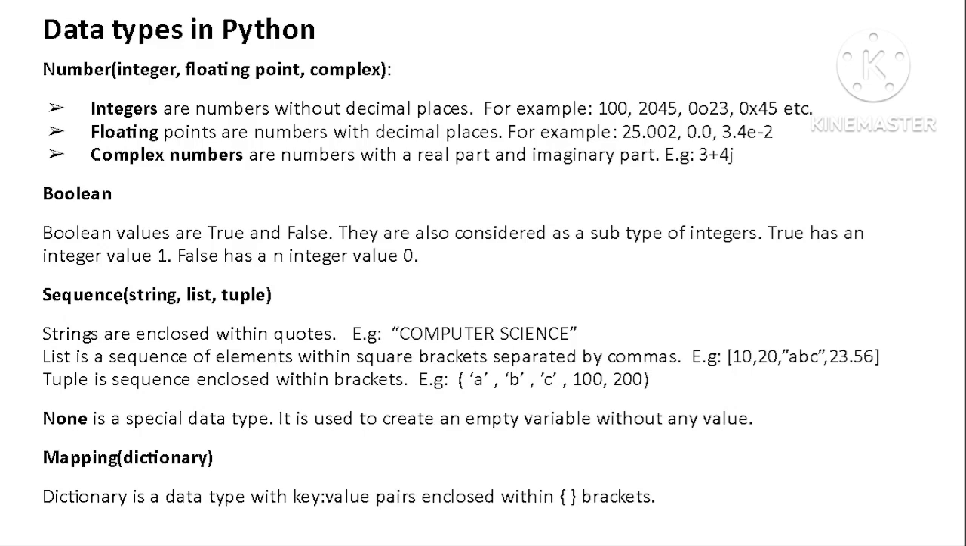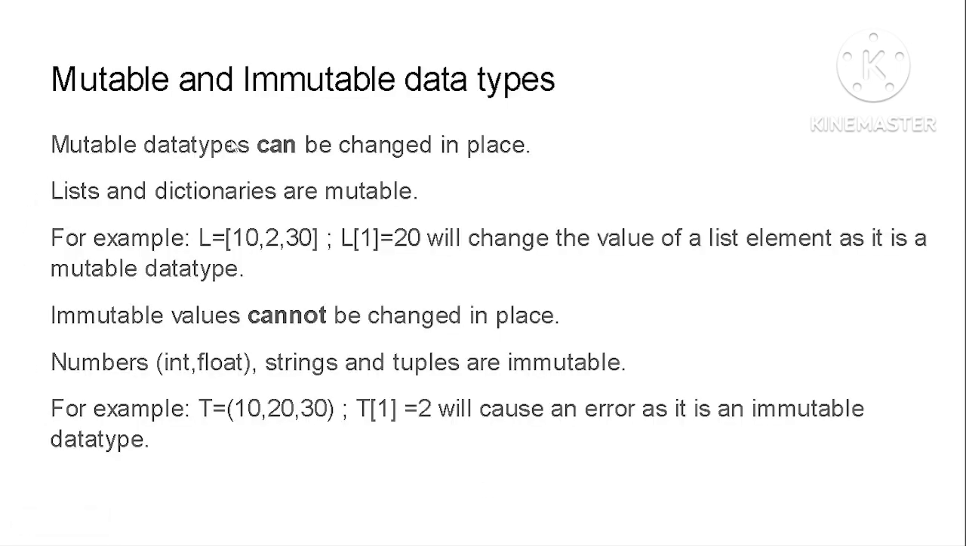Now among these data types, some data types are called mutable and some are called immutable. Let us see that. Mutable data types are the values that can be changed in place. So among all the data types that we saw just now, lists and dictionaries are mutable data types. What do you mean by mutable data type? A list is a sequence of values. Among these values, any one value can be removed and replaced with a new value. So in place you can change the value.